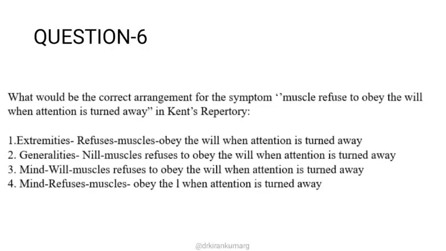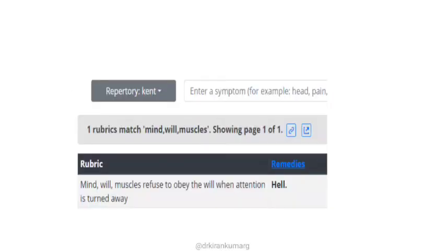Here, you see there are two involvements. One is muscles refuse to obey the will, so there is an affinity of the will as well as the muscles. Whenever this kind of question is asked, you should always jump onto the mind chapter, because Kent's repertory is known for its mind chapter. Here there is a direct rubric: mind, will, muscles refuse to obey the will when attention is turned away.